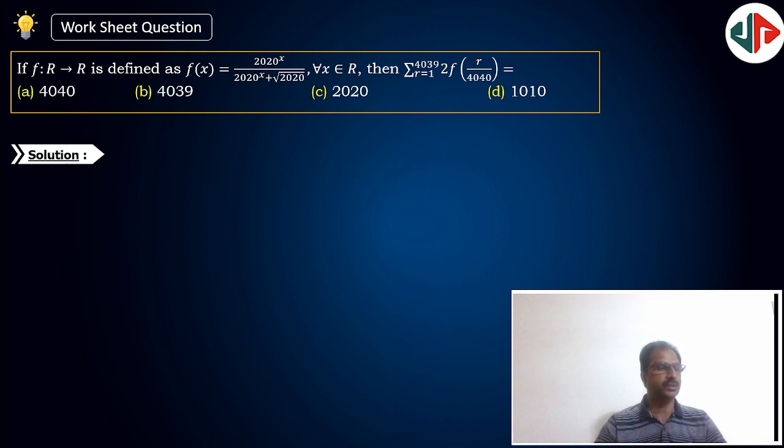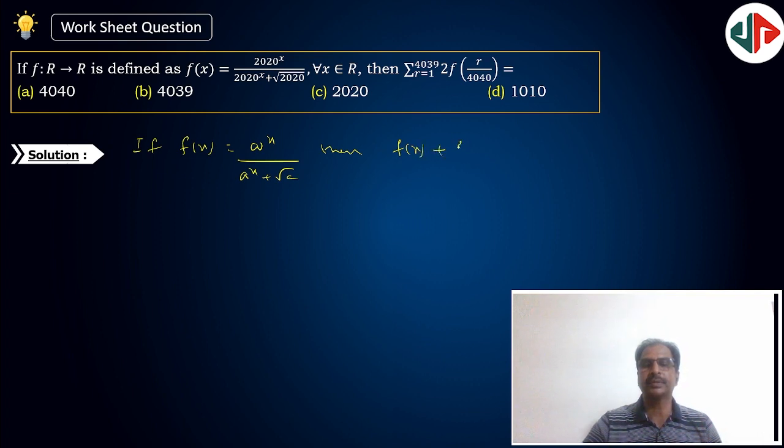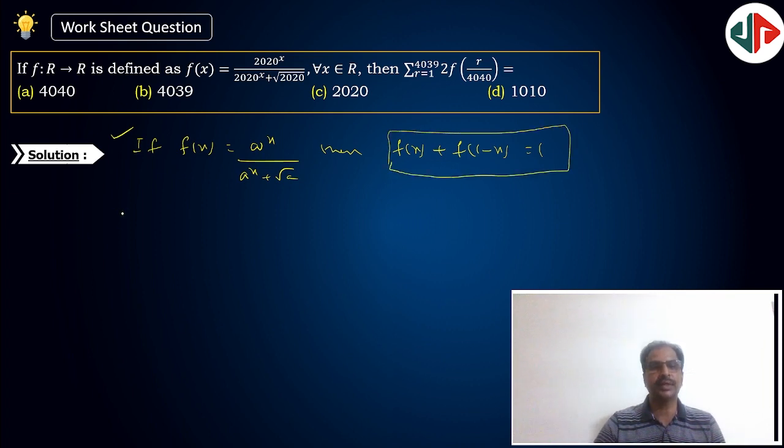F maps R to R is defined as f of x is equal to 2020 power x by 2020 power x plus root 2020, then sigma. Now for this you remember the shortcut like this. If f of x is equal to a power x by a power x plus root a, then f of x plus f of 1 minus x will be 1. Remember this. So given function is in this form, therefore f of x plus f of 1 minus x will be 1.